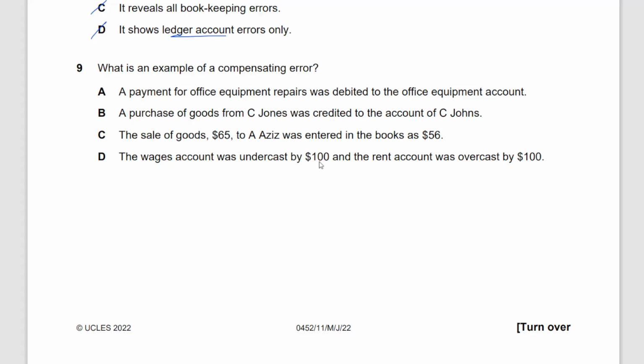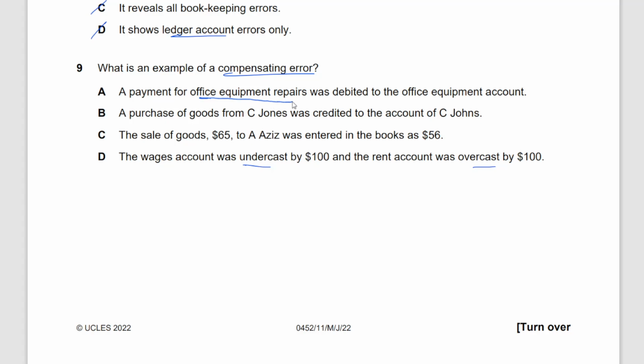Just by looking at the keywords, to me, D seems right. Just by looking at the keywords, because that's what you will always see in compensating errors, these words. If you have practiced a few papers, you know what I'm talking about. But let's see. A payment for office equipment repairs was debited to office equipment account.